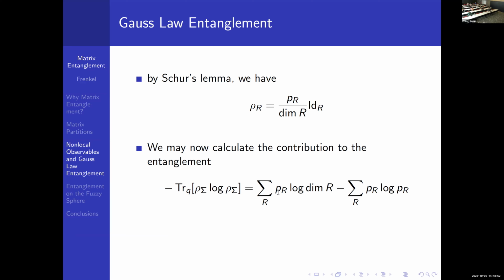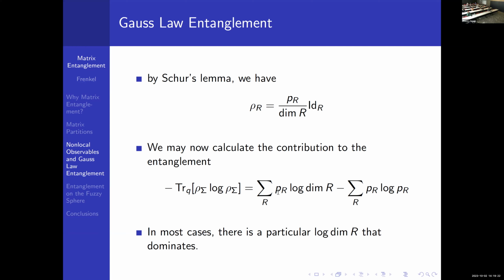And if we just take the trace over the Hilbert space of rho sigma log rho sigma, the reduced density matrix on the sigma degrees of freedom, then we get a sum over irreducible representations of p_R log dim R, minus a sum over R of p_R log p_R. So this first term is typically the dominant term, and this second one is some Shannon entropy-like term for the uncertainty in which representation.